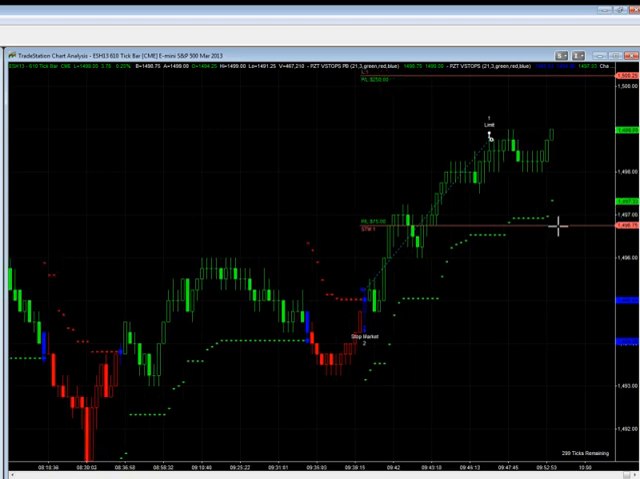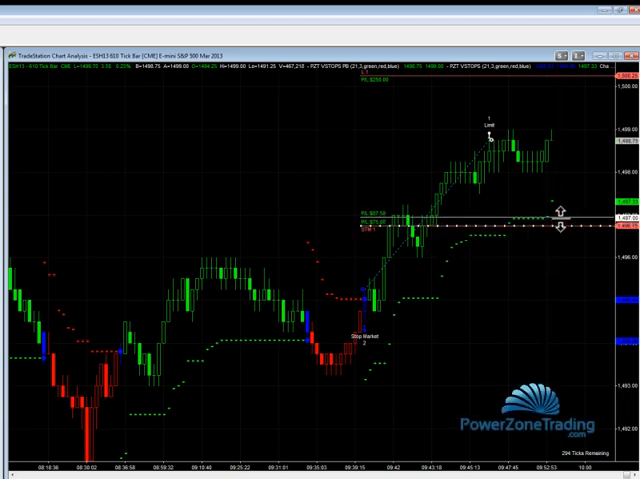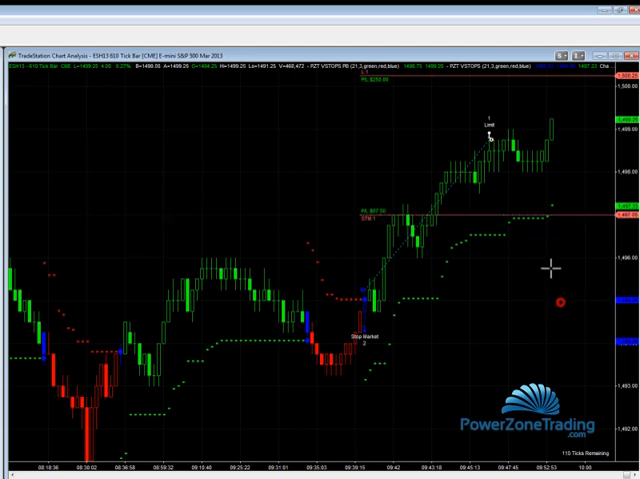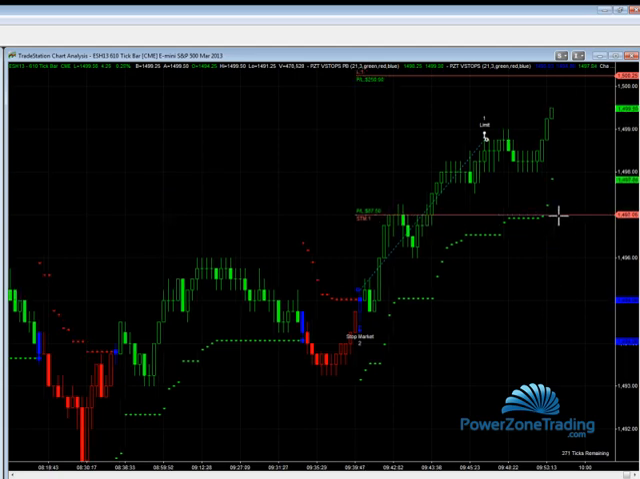But at this point, we're in a nice trade. We've made profit on our first target, and we're guaranteed to make profit on our second target using the VSTOPS stop locations, and we're hoping the market's going to continue into a strong trend.